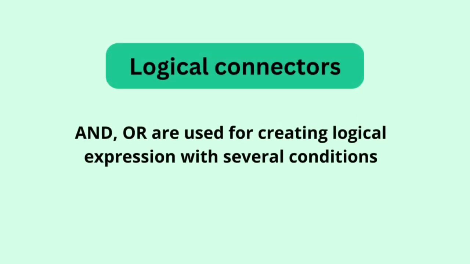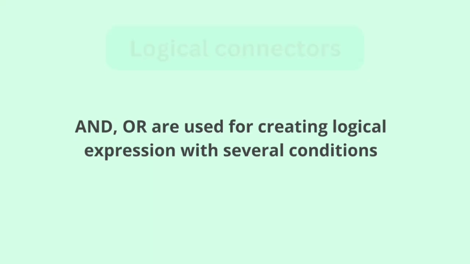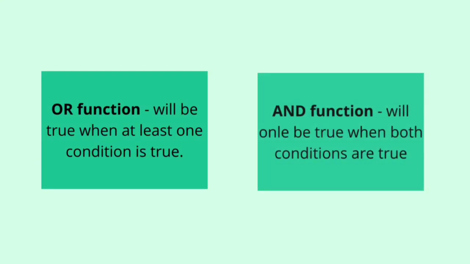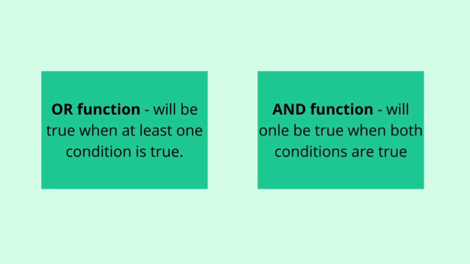And logical expression and or. Logical connectors and, or are used for creating logical expressions with several conditions. The or function will be true when at least one condition is true, and the and function will be true when both conditions are true. Logical expressions may contain several true statements, and we can link these together using the connectors and, or.